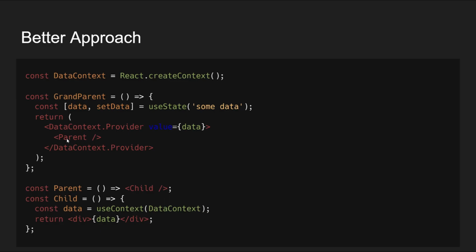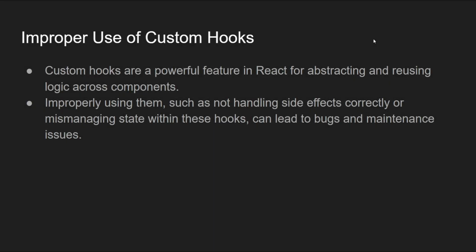the data context. The last anti-pattern that I will discuss in this video is the improper use of custom hooks. So custom hooks are a very useful but powerful feature in React, and they are used for abstracting away code logic which is meant to be used across multiple components. Now, when we improperly use the custom hooks, then we can easily get issues like memory leakage and making it harder to maintain or debug our custom hooks.